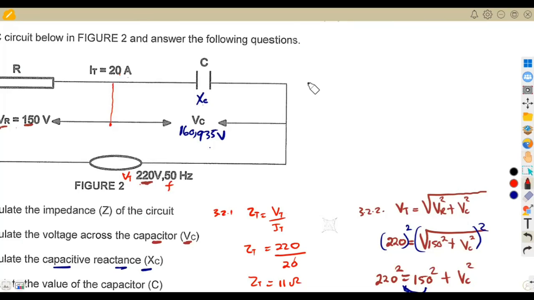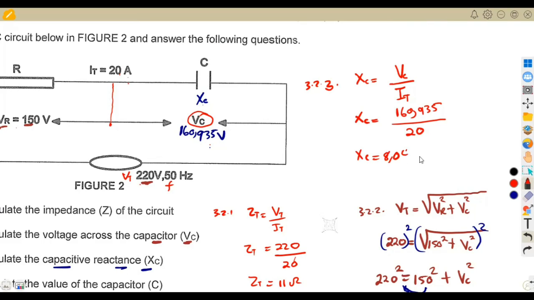So this is 3.23. We are going to have XC equal to the voltage across, because we are saying current is the same in a series circuit. So it is going to be the voltage across the capacitor over the total current, which is the same. So that means our XC will be the VC, the one that we calculated, 160.935 over IT, our total current of 20. All right, so we have got our XC there, which is going to be equal to 8.047 ohms.